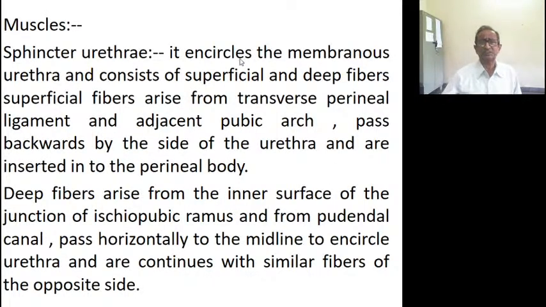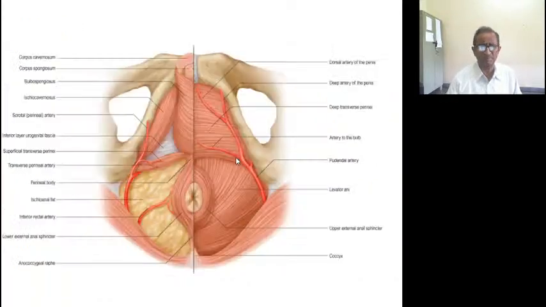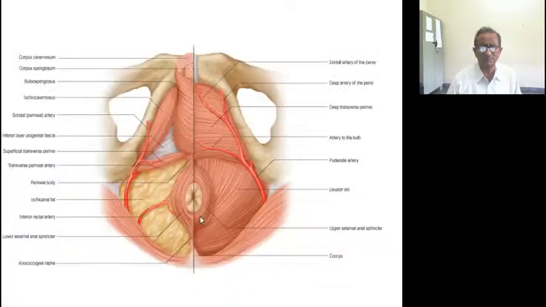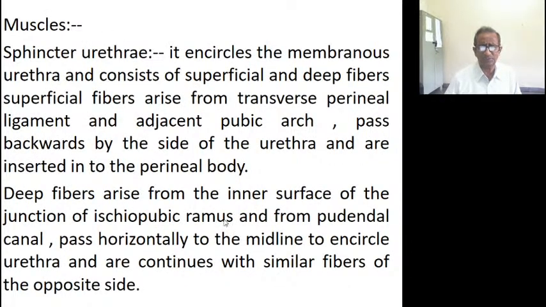Now muscles. Sphincter urethrae encircles the membranous urethra and consists of superficial and deep fibers. Superficial fibers arise from the transverse perineal ligament and adjacent pubic arch, pass backwards by the side of the urethra and are inserted into the perineal body. So here, these are coming from the transverse perineal ligament and the arch of the pubic symphysis, and then they go directly by the side of the membranous urethra till the perineal body. Deep fibers arise from the inner surface of the junction of ischiopubic ramus, pass horizontally to the midline to encircle the urethra and are continuous with the similar fibers of the opposite side.